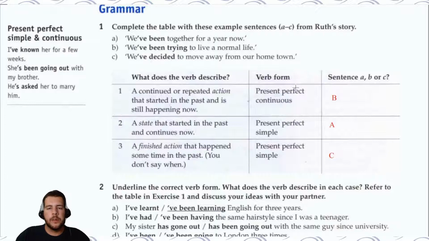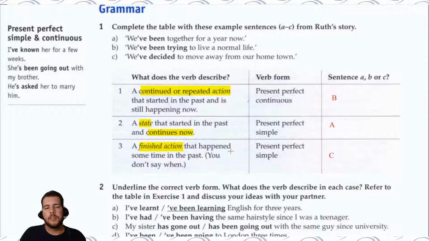So some keywords. The present perfect continuous, continued or repeated action. The present perfect simple can be for a state that continues now, that is still true now. And the present perfect simple can also be used for a finished action that happened sometime in the past, but you don't know when. Okay?